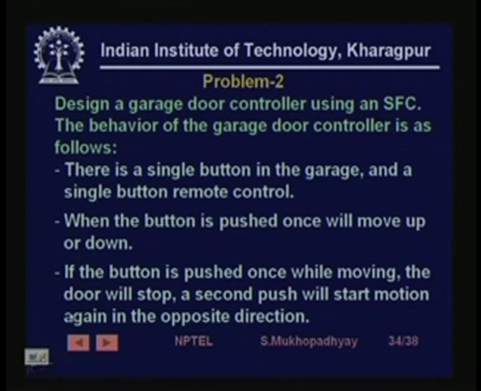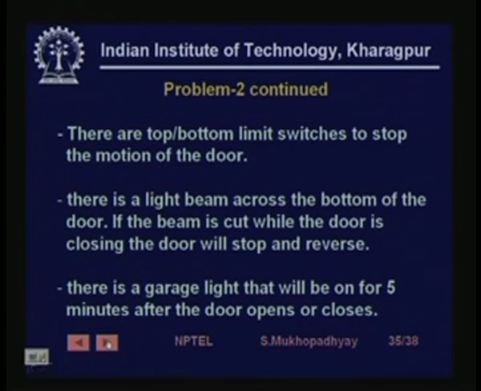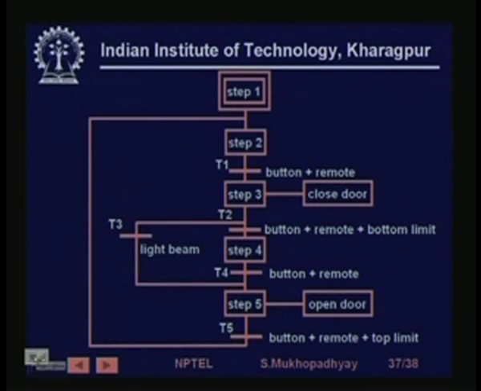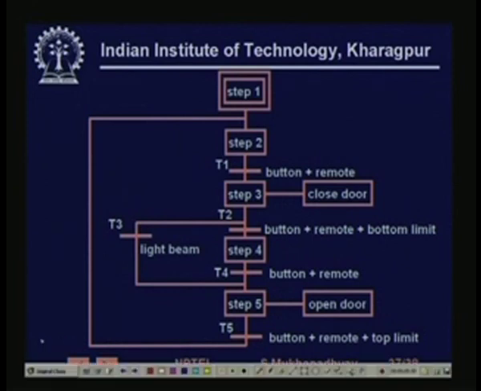There is a single button in the garage and a single button remote control. So, you can have either a button pressed in the garage or a button pressed from the remote. So, there are two kinds of buttons. Either a button pressed from the garage or from the remote, then we will go to step 3 and it will start closing the door. This is the output.